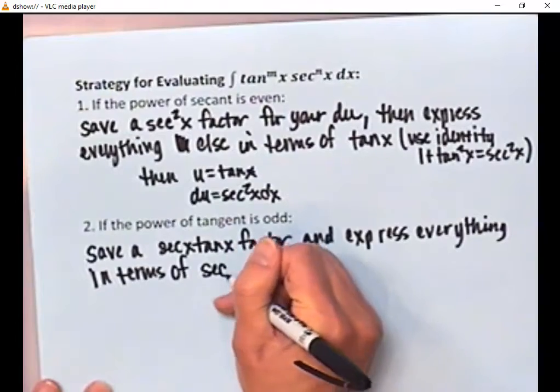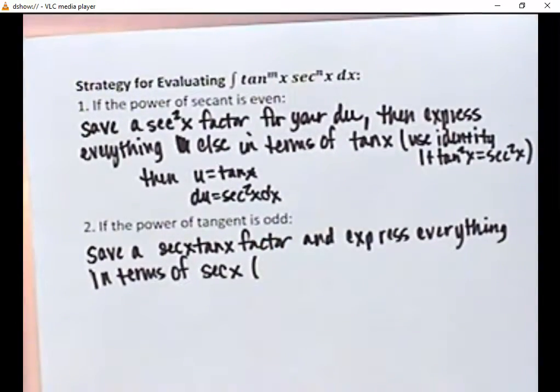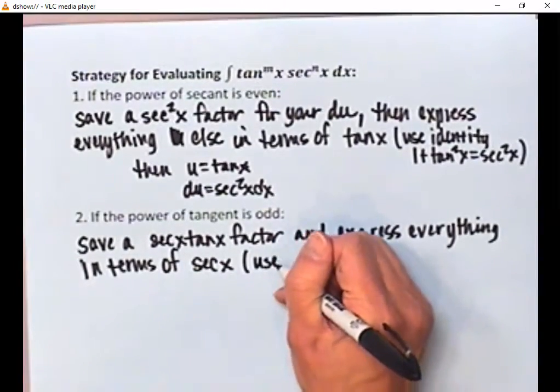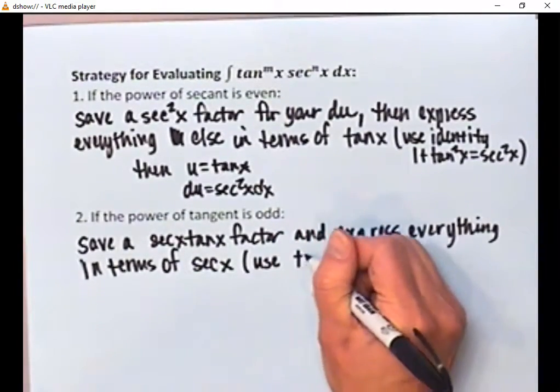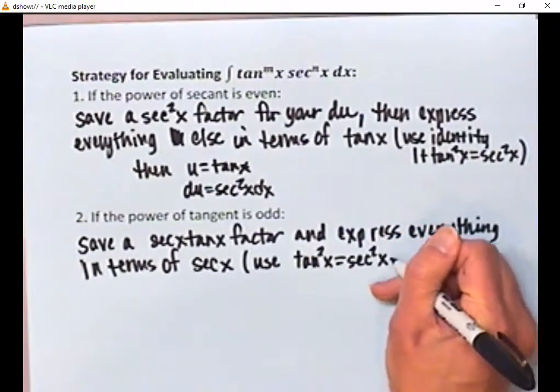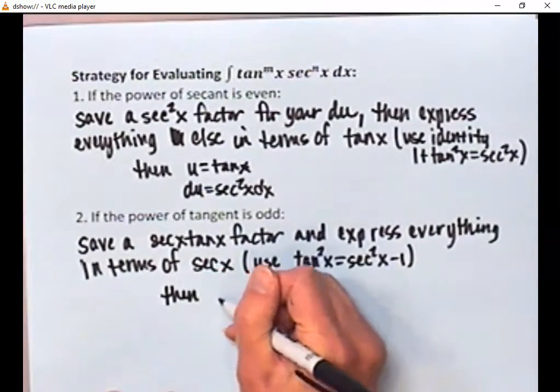You can also use the identity if you need to. We didn't really need to in part A, but if there were any other tangents, we could use that identity to write them in terms of secant. We could use this identity, that tangent squared equals secant squared minus 1. Same identity, just solve for tangent to write it in terms of secant. So if there were tangents left over, you could replace them with secants and then do the substitution.